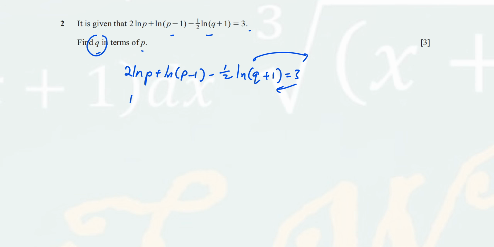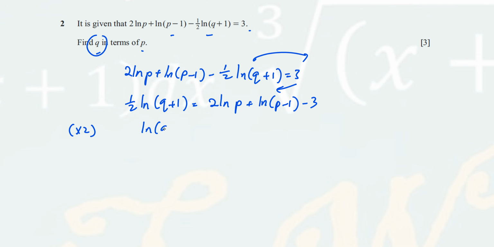That means now here, I will move this term to the left side and move the 3 to the other side. So I will be getting half ln of q plus 1 equals to 2 ln p plus ln of p minus 1 minus 3. And now eliminate the half by multiplying 2 to the whole equation. Then you will be getting ln of q plus 1 equals to 4 ln p plus 2 ln of p minus 1 minus 6.